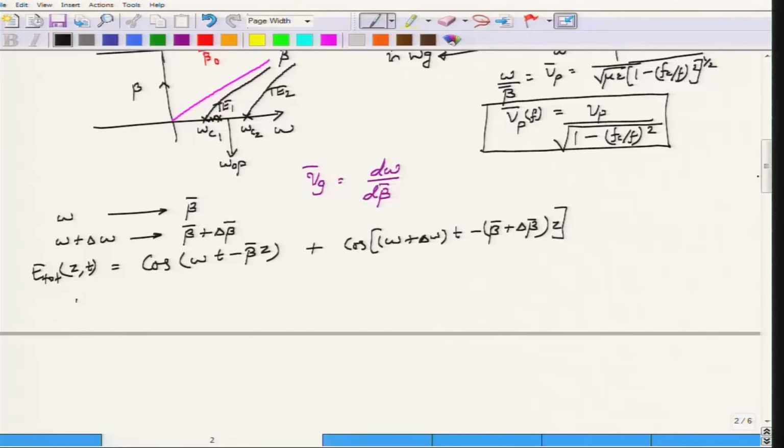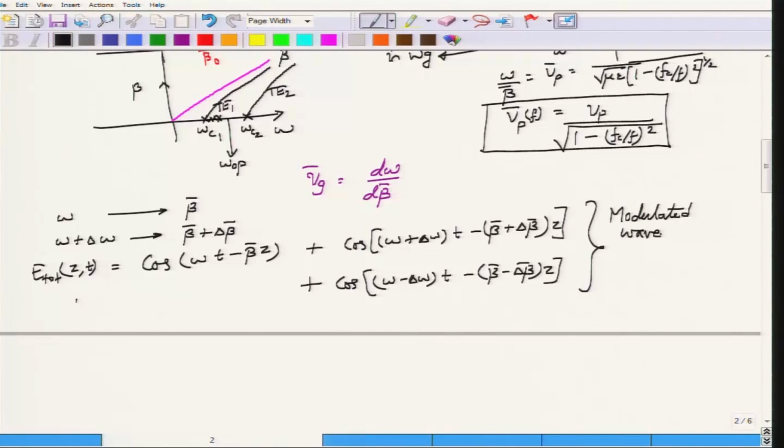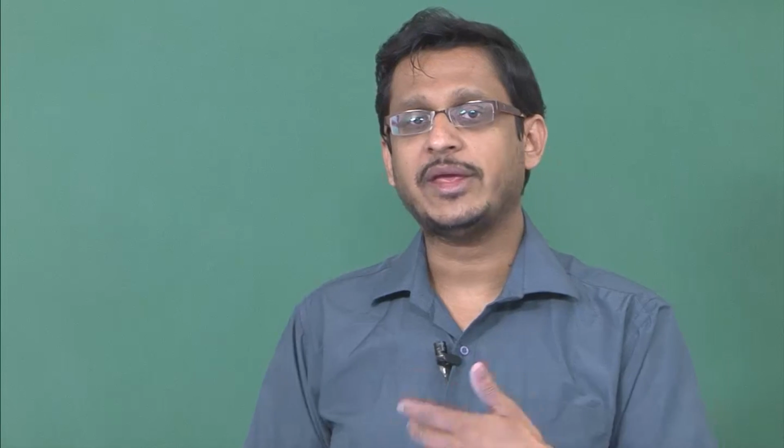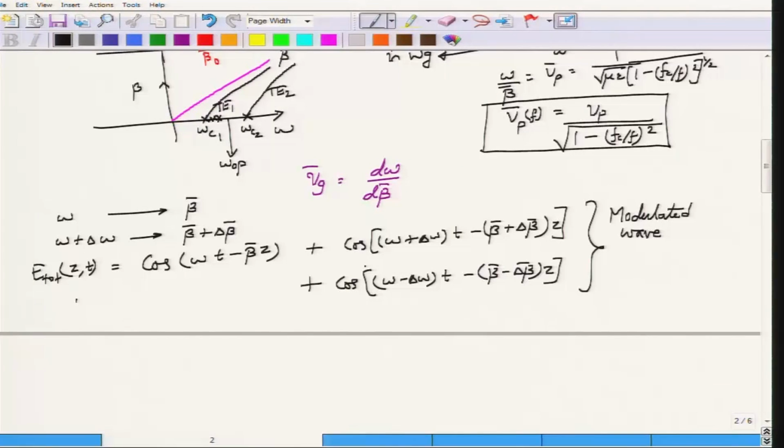You would actually recognize, if I were to put one more term here, with beta bar minus delta beta bar into z, if I have this electric field, then you would clearly recognize that this is the result of modulating this carrier and producing these two side bands. This would be the upper side band and this would be the lower side band, and then this total electric field would be called the modulated wave, and this is true. You can actually call this the modulated wave, and these modulated waves are the ones which actually allow you to convey information, because these side bands would then carry the information.